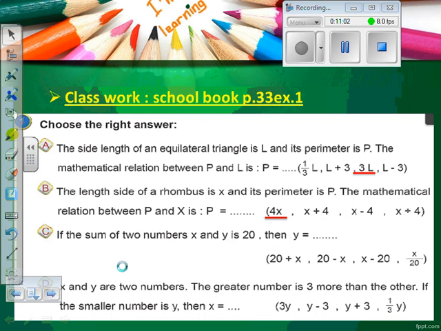Letter C. If the sum of two numbers X and Y is 20, then Y equals what? In this exercise, he told me that sum means plus, so X plus Y equals 20. I need to calculate Y only. So Y will be 20 minus X. I will subtract X from the 20 to be 20 minus X.